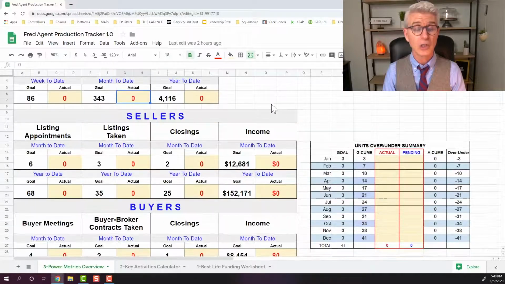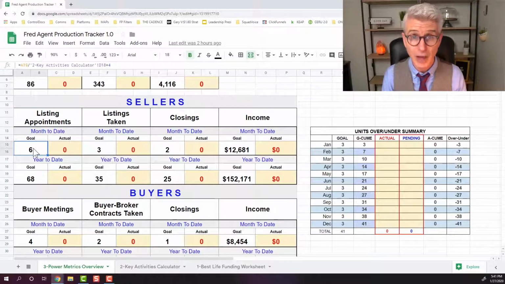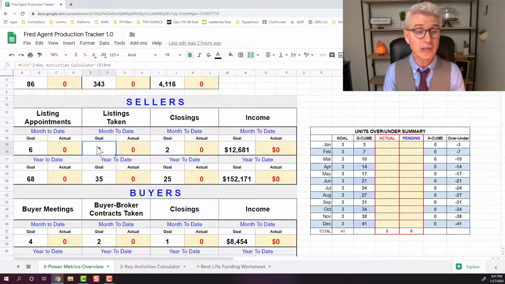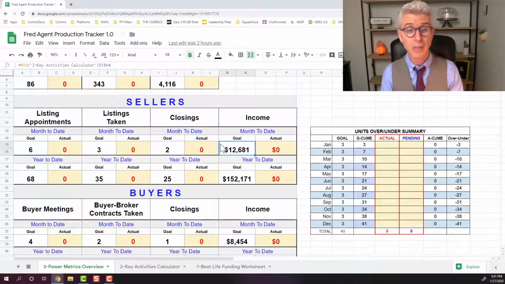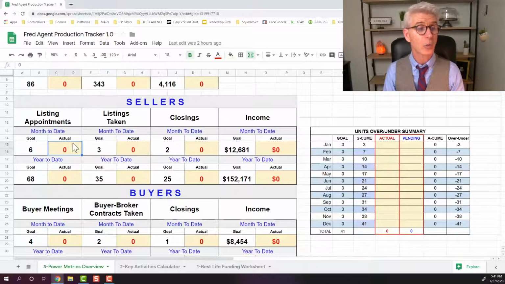Okay, so now in Fred's case, he knows that he has to do 6 listing appointments a month on the seller side, and he needs to take 3 listings. And if he does that, he'll stay on track. He needs to do, on average, 2 closings a month, and based on his commissions, he's going to make about $12,000, almost $13,000 a month. So the numbers in red is where you keep your actuals. When you're in a particular month, you keep a running total here for listing appointments, and then a running total here for your listings to date, and then your closings, and then your income, okay? It's the same thing, and then you run it down for year to date.